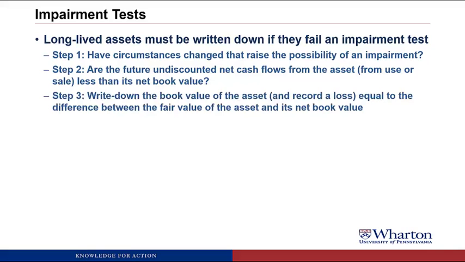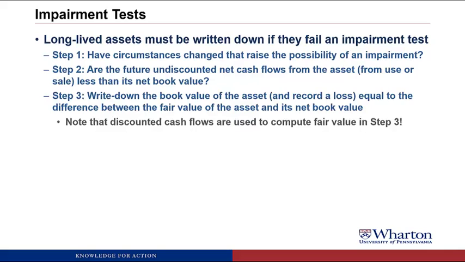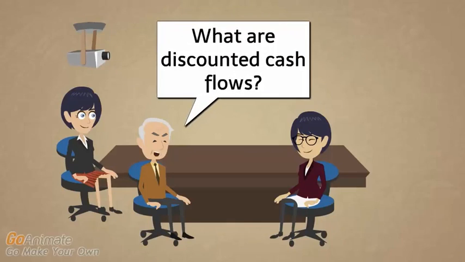Step 3, we need to write down the book value of the asset and record a loss equal to the difference between the fair value of the asset and its net book value. To figure out the fair value of the asset, we need to use discounted cash flows. What are discounted cash flows?